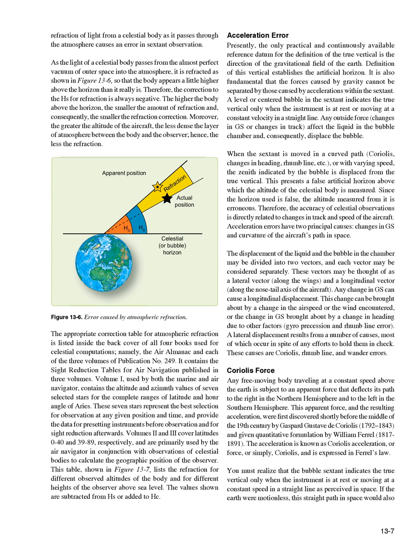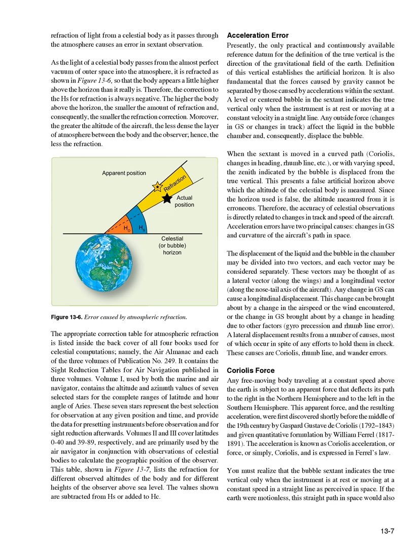Volumes 2 and 3 cover latitudes 0 to 40 and 39 to 89, respectively, and are primarily used by the Air Navigator in conjunction with observations of celestial bodies to calculate the geographic position of the observer. This table, shown in Figure 13.7, lists the refraction for different observed altitudes of the body and for different heights of the observer above sea level. The values shown are subtracted from Ho or added to Hc.